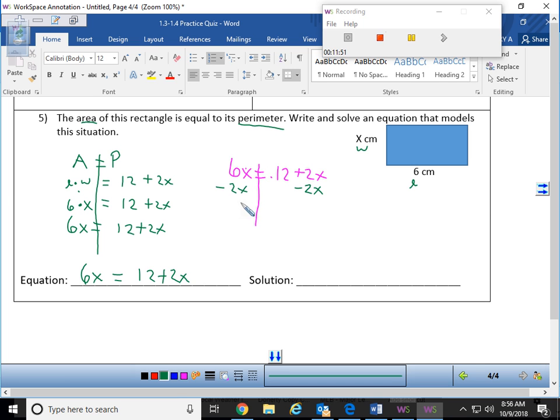What's 6x minus 2x? That's 4x. So now I have 4x is equal to 12. And then I just go ahead and divide both sides by 4, and I get x equals, because the 4 is canceled, 12 divided by 4, that is 3. So my solution is x equals 3. And I'm done.